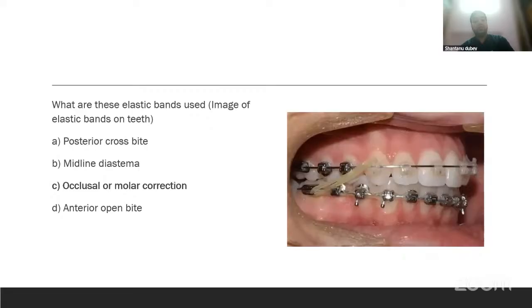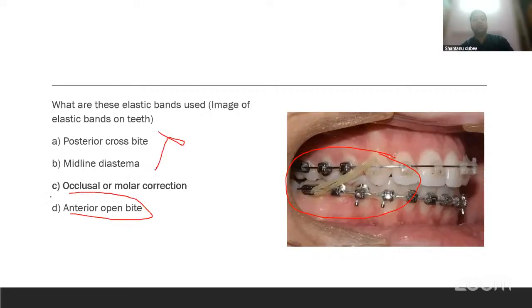Fixed again. What are these elastic bands used for? Image: elastic bands on the teeth. These are elastics. Is it being used for posterior crossbite correction? I don't think so. Do you see any posterior crossbite? I don't see any posterior crossbite. Do you see a midline diastema? No, I do not see a midline diastema here. So these two options are not correct.